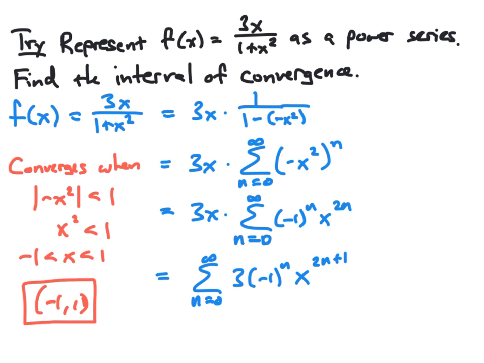Since we're using a geometric series argument here, this series will converge when negative x squared will be less than 1 in absolute value. This amounts to saying when x squared is less than 1, which is between -1 and 1, and so our interval of convergence is the open interval from -1 to 1.